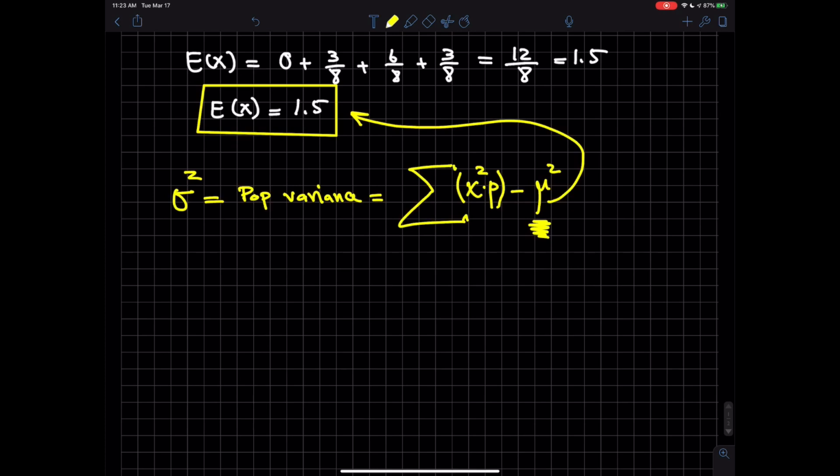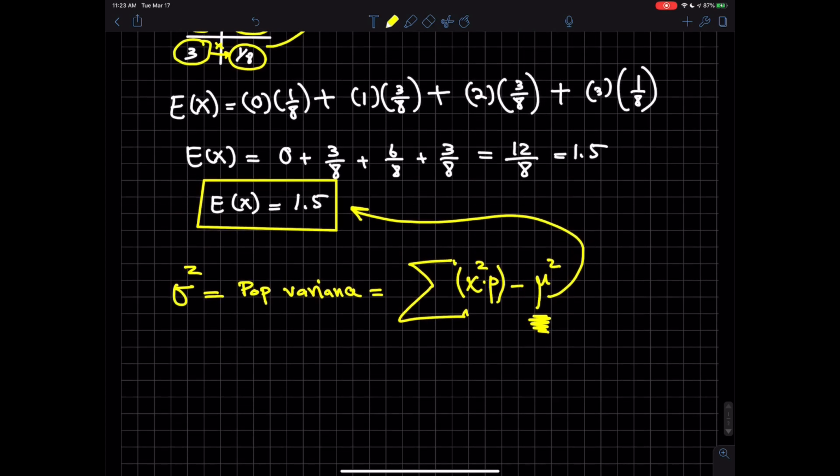All right, well, let's try to do this. So now what is this saying? Well, this is saying we're going to square the x's one by one and then multiply them by the corresponding p's. Then we will add them all up, and then from the result, we'll subtract the square of the mean we calculated in the previous step, which is 1.5 squared. Well, let's see how this will unfold.